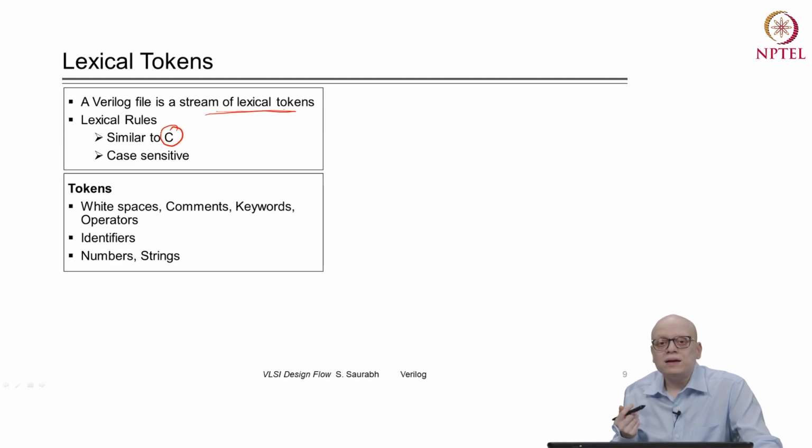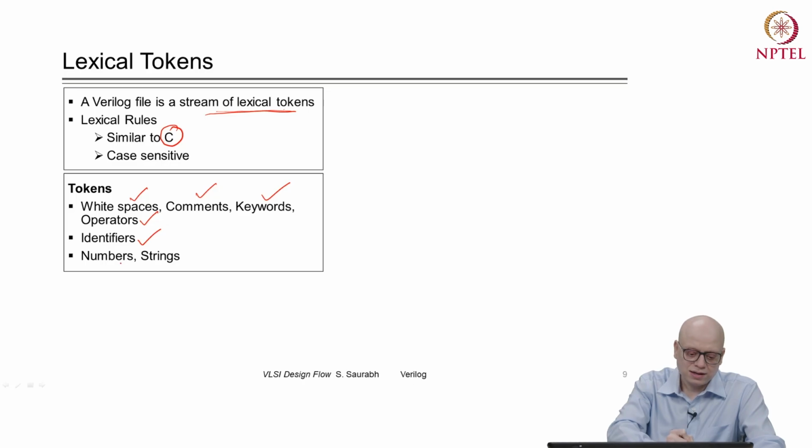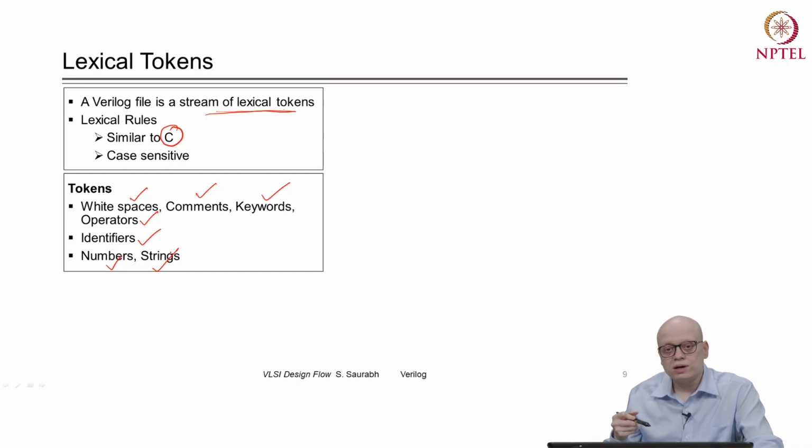Now, what can be the tokens? In a given file, what could be the tokens in that file? Tokens can be of these types: white spaces, comments, keywords, operators, identifiers, numbers and strings. Now we will look at each of these tokens in a little more detail to understand what is allowed by the language and what the interpretation is.